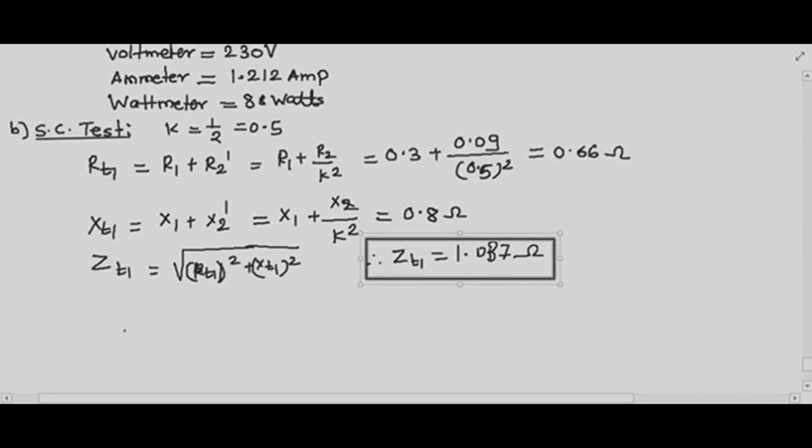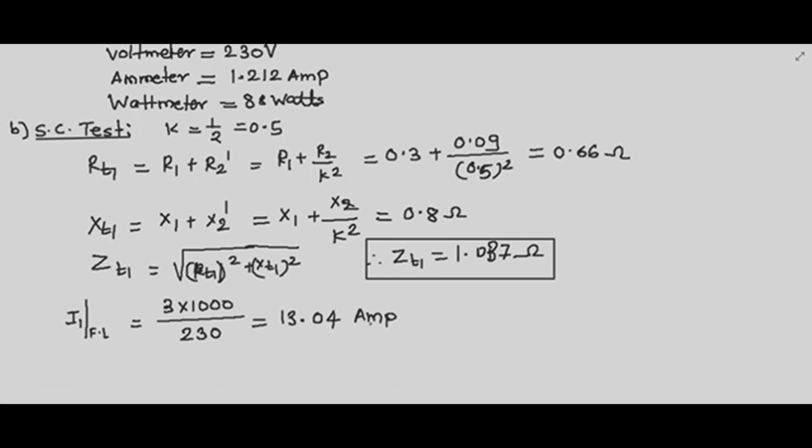Okay. So now what is the full load current in the high voltage winding? I1 full load, I will write down here. It is nothing but, the transformer is of 3 kVA, so 3 into 1000 divided by the primary voltage 230 volt. So it is 13.04 ampere. What are we doing in the short circuit test? We are short circuiting the secondary and applying voltage across the primary winding till the ammeter in the primary winding shows me the full load current of the primary winding.